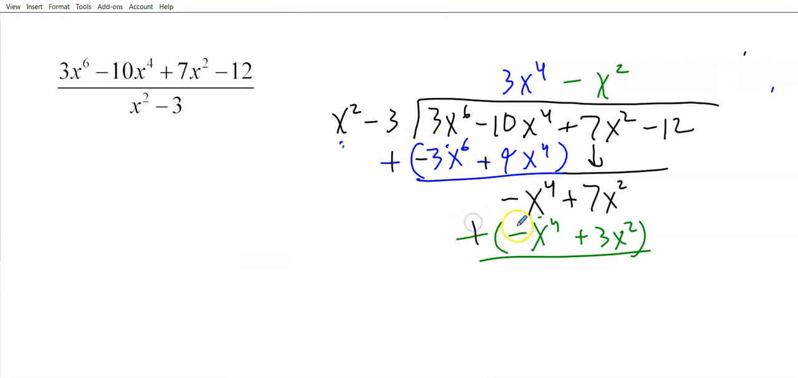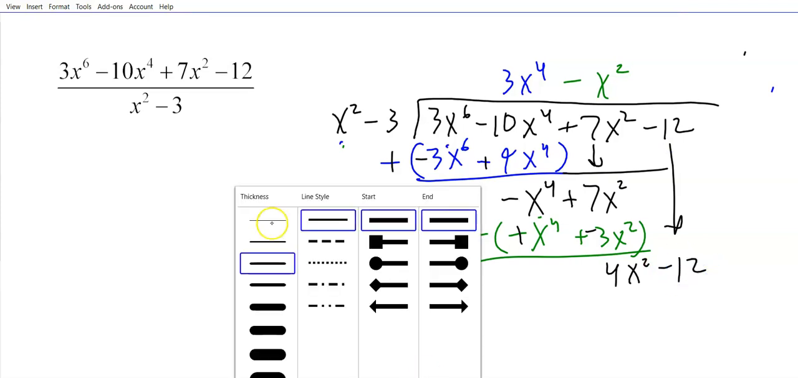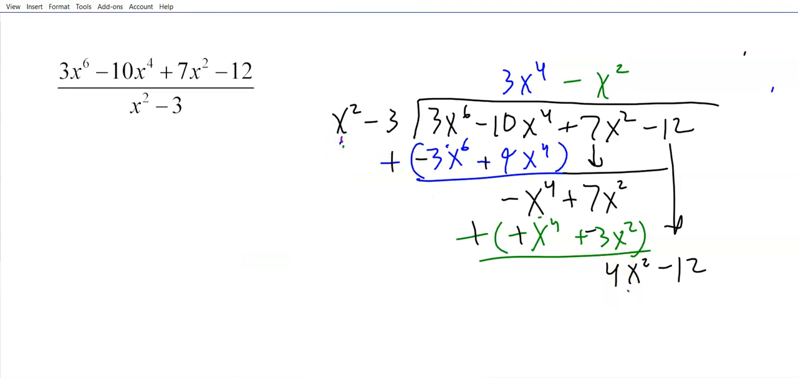So we get negative, that becomes positive, that becomes negative. So we get 4x squared minus 12. And last one here, so let's try to get this. X squared times what is 4x squared? That would be plus 4. I know I'm done up there because I've got to my constant. This should go away there. Negative 12. Ooh, this is good.